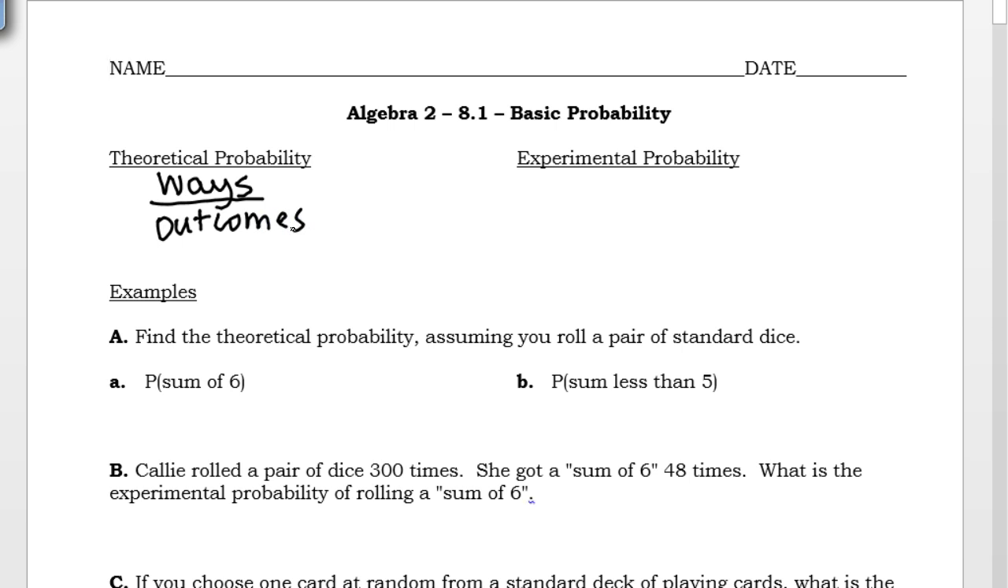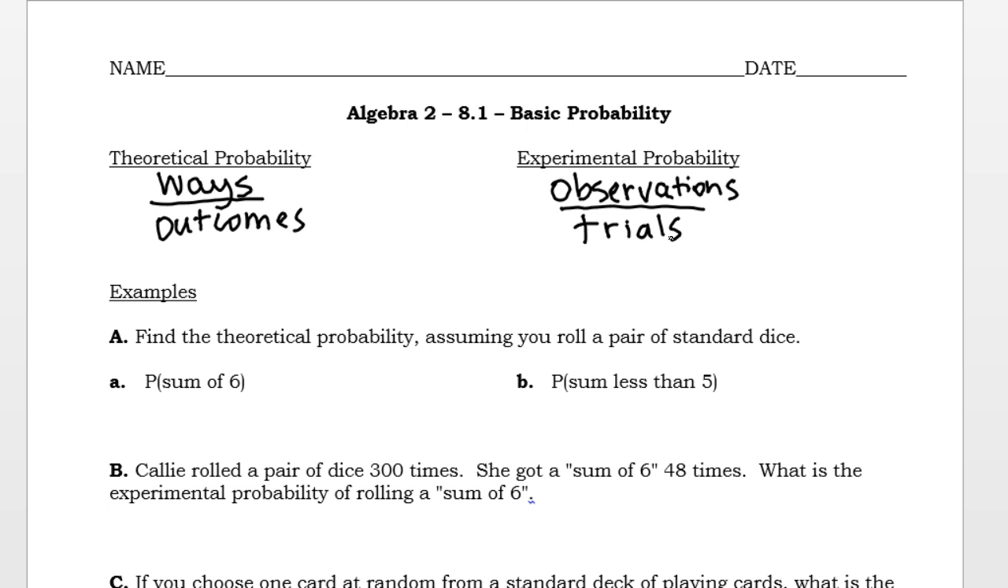Experimental probability means you're doing some sort of experiment or trials, and your ratio of the observations of a specific event over all of the trials would be what experimental probability is. So remember, theoretically means if I look at all the possibilities, all the outcomes. Experimental probability means I'm going to try it. I'm going to do an experiment, and I'm going to see what I get.